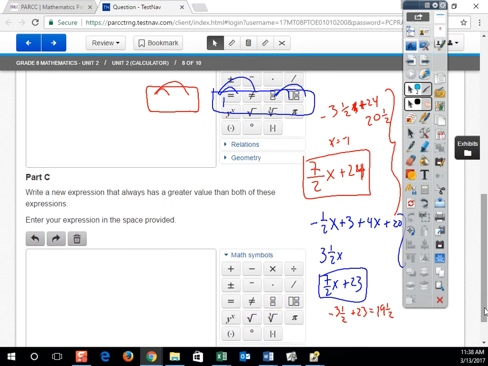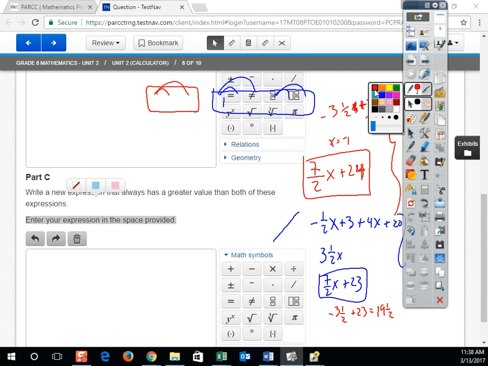Question C. Write a new expression that always has a greater value than both these expressions. Well, in this problem, we had plus 24. And because of that positive 24, and it wasn't being multiplied by anything, we always ended up a little bit bigger because we had the same slope here. It's as if you have two parallel lines, right? Here's one line, here's our red line. So they'll never end up touching, and they'll never end up having one bigger than the other.